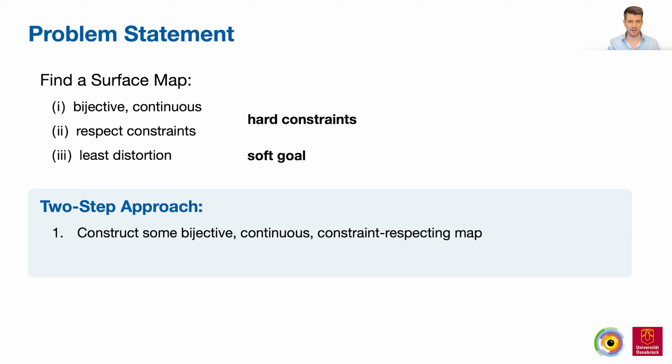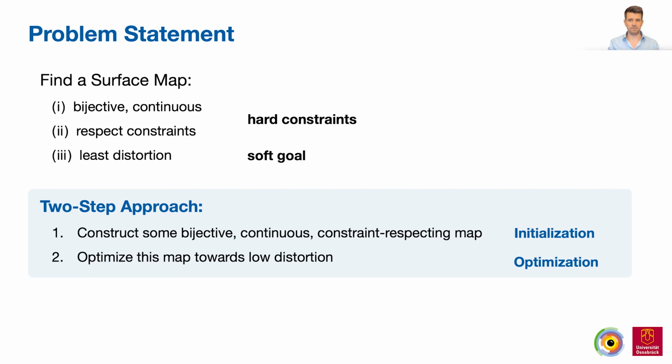Let's make sure they are fine. And then, in a second step, we can incrementally modify the map, optimize the map, so as to reduce or minimize its distortion, while making sure that the initially established properties, bijective, constraint respecting, are preserved or maintained. So we may say the first step is the initialization of the map, the second step then is the optimization. And these 2 steps we are now going to look into in more detail in the following 2 chapters.